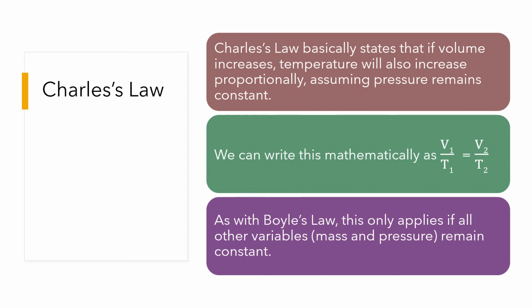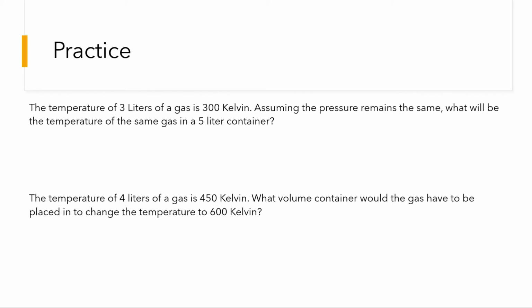Let's look at some examples. This problem says the temperature of 3 liters of a gas is 300 Kelvin. Assuming the pressure remains the same, what will be the temperature of the same gas in a 5-liter container? So here we need to remember that our relationship is V1 over T1 equals V2 over T2. And all we have to do is the same as last time. We're just going to sub in our variables. So we have 3 liters for our V1 over 300 Kelvin equals 5 liters over temperature 2. This is what we're trying to figure out.